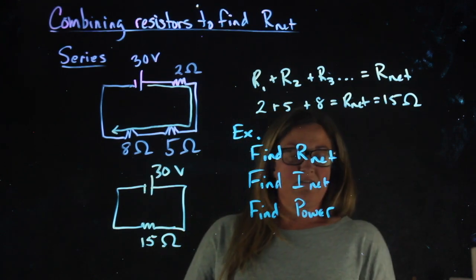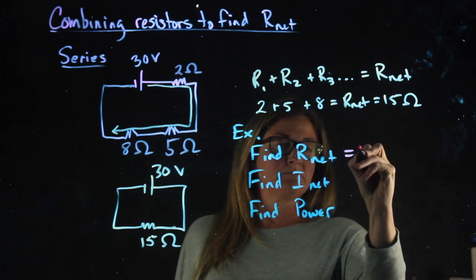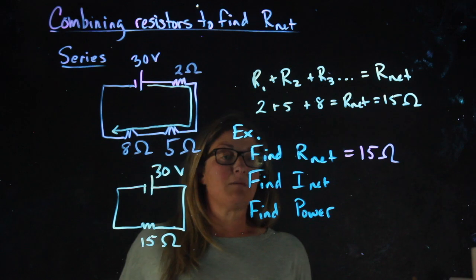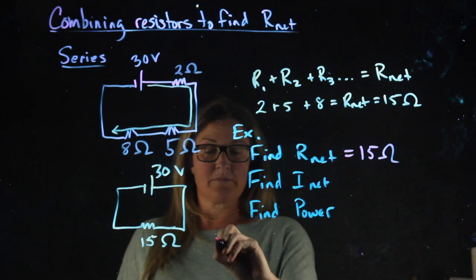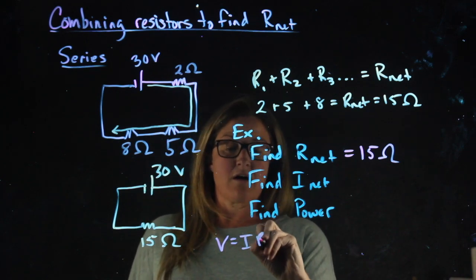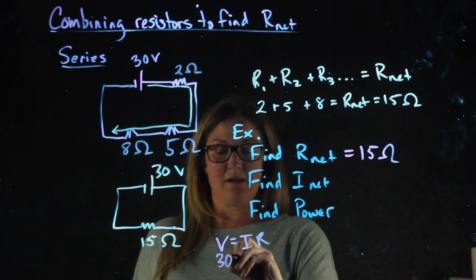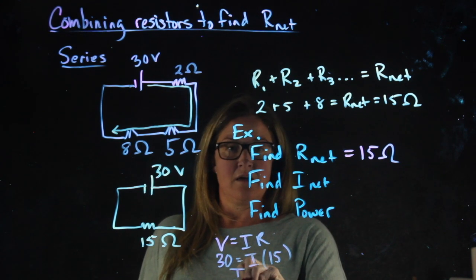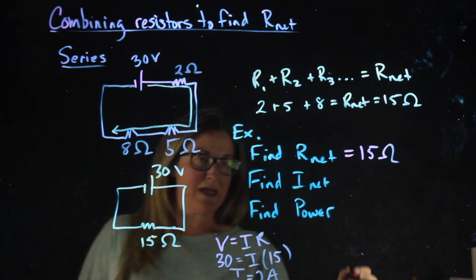So R net, we already found, is 15 ohms. If I want to find I net, I'm going to use Ohm's law. V equals IR. I know the voltage to be 30. I'm looking for I. R is 15. I gives me 2 amps.